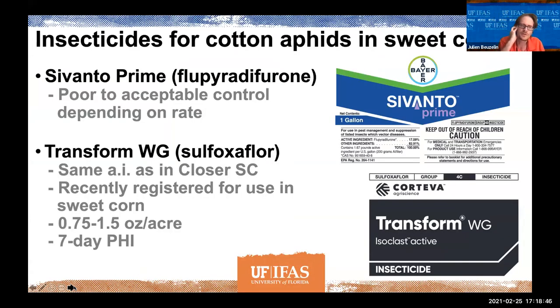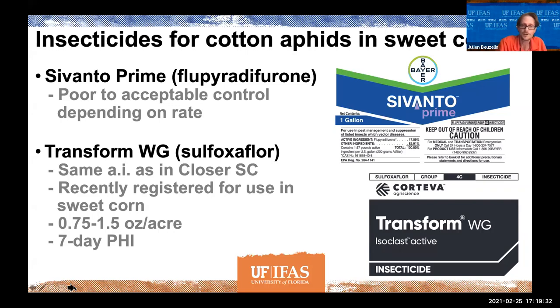Based on reports from growers and consultants, it seems that the only insecticide that has provided acceptable control is Sivanto, primarily at high rates. But this is a relatively expensive product. So now we have another potential option. This product from Corteva is called Transform. The active ingredient is sulfoxaflor. For those familiar with Closer, for example, this is a different formulation of the same insecticide. It was recently registered for use in sweet corn and has a 7-day PHI. So this is something that could be considered.